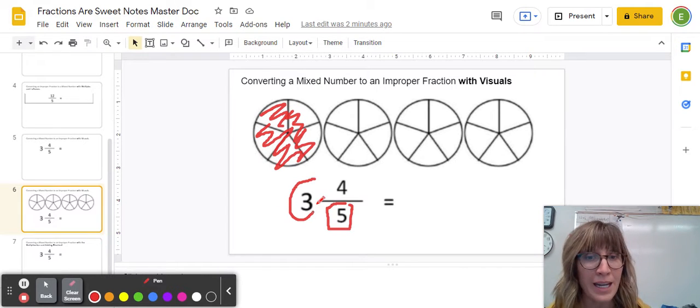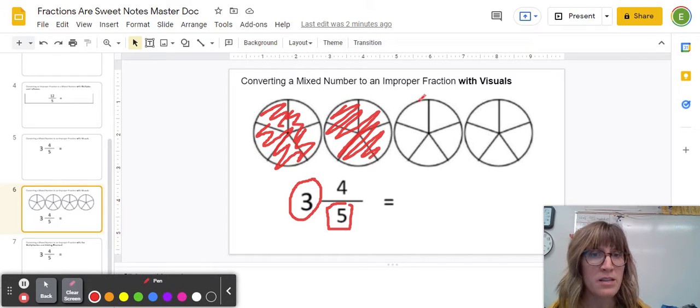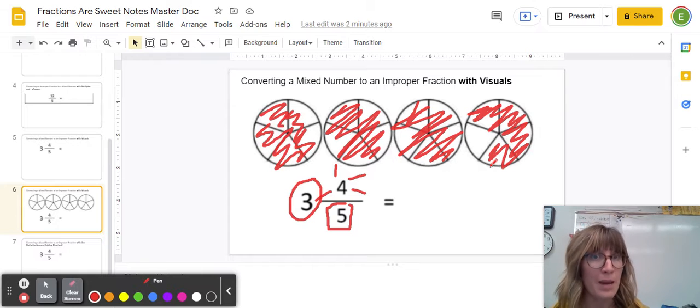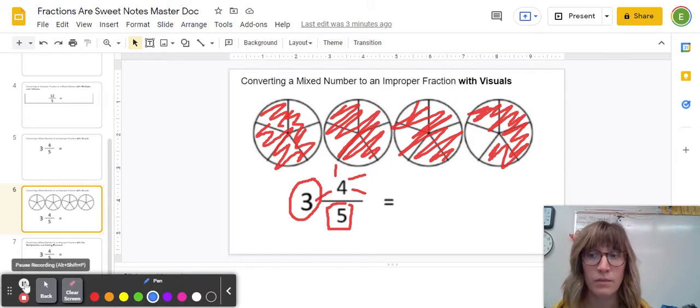Well, we're going to do that how many times? We're going to do that 3 times. So we'll color in all 5 of these and all 5 of these. And then we can't do it any more whole times, but this many extra pieces are what we're looking to color in, right? So we're going to color in 1, 2, 3, 4 out of a potential of 5. That's what 4/5 looks like as a visual.